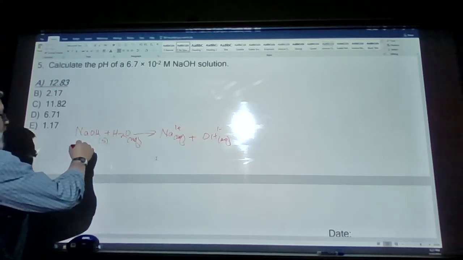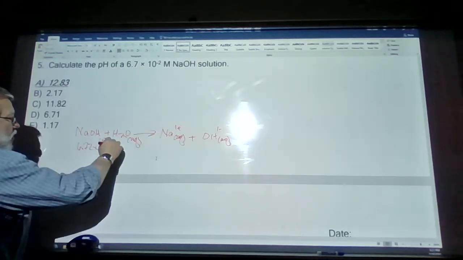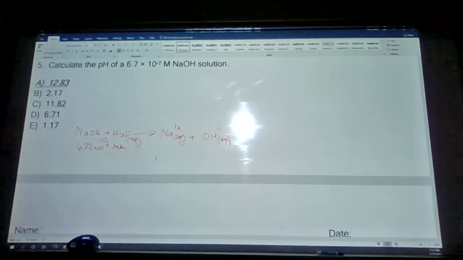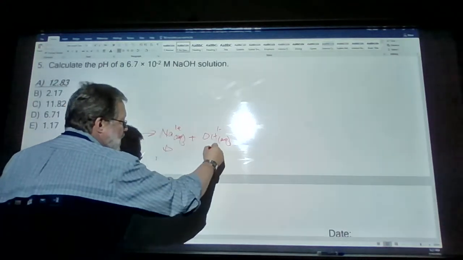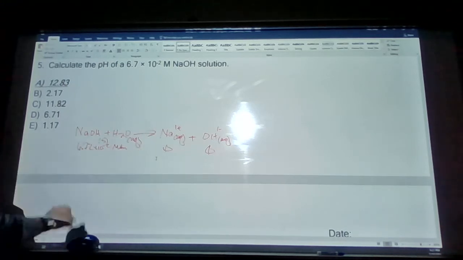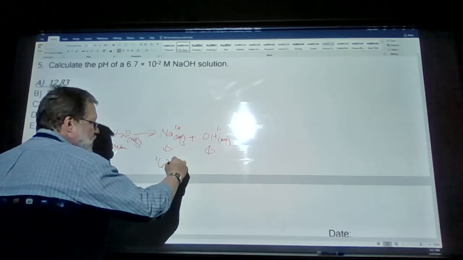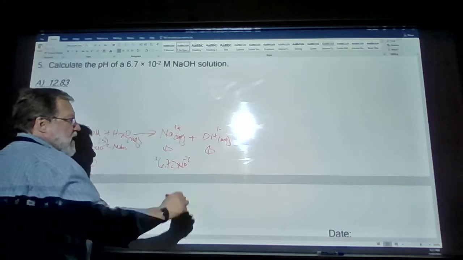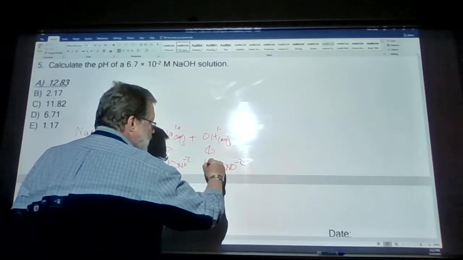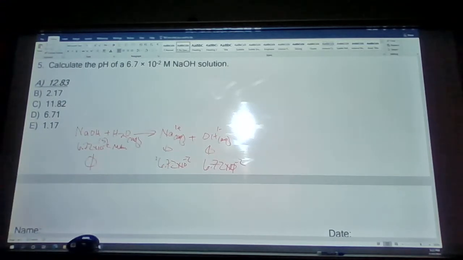So if we start out with 6.7 times 10 to the minus 2 moles of NaOH, initially we have 0 of this, initially we have 0 of that. This goes all the way. After we dissolve it, we have 0 moles of NaOH. We have 6.7 times 10 to the minus 2 moles of sodium cations, and 6.7 times 10 to the minus 2 molar concentration of our OH ions.